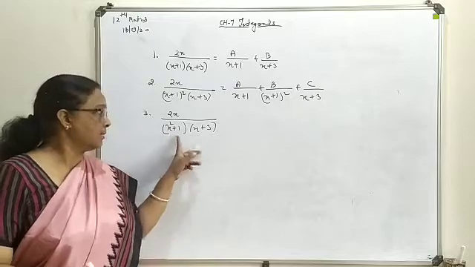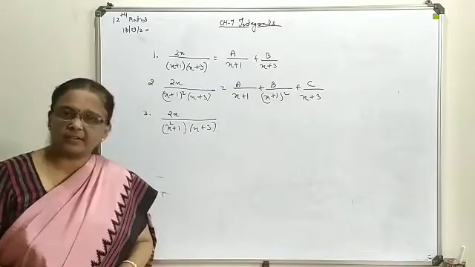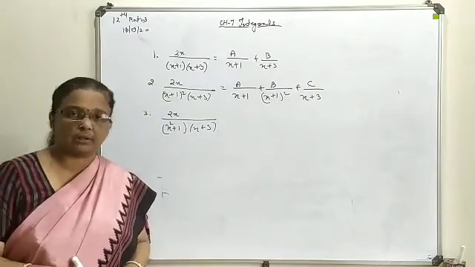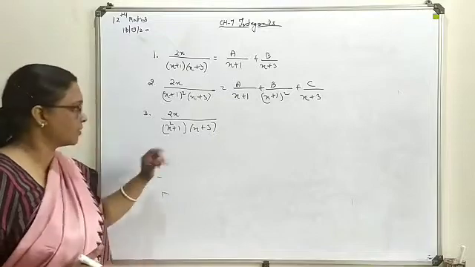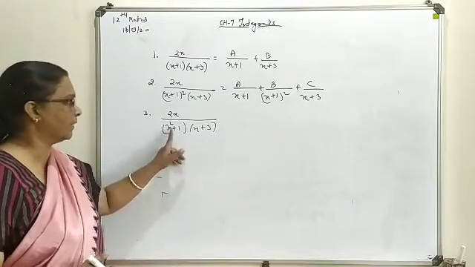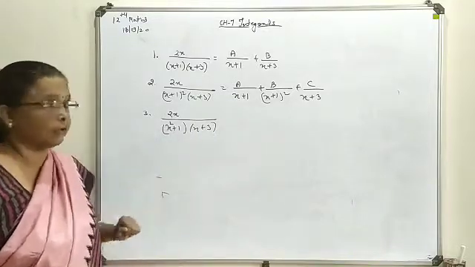But here the case is changed. In place of the minus sign we are having x square plus 1. So at that time again 3 constants will be required because the power of x is 3. So at that time what will you do?